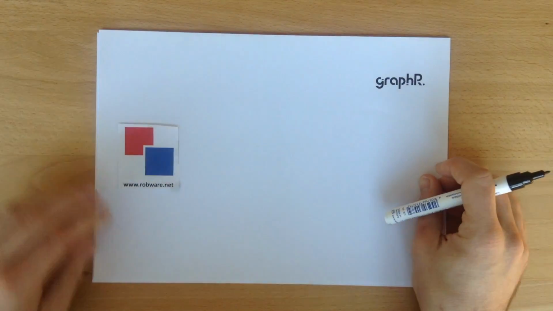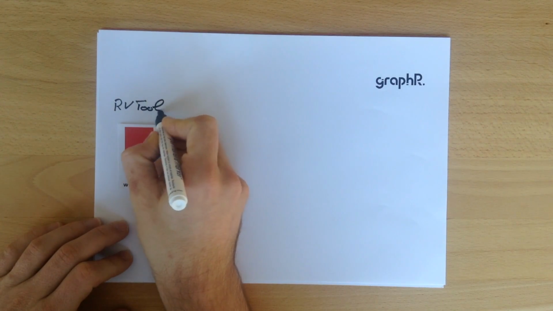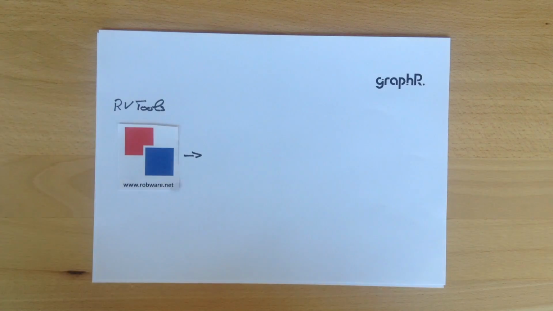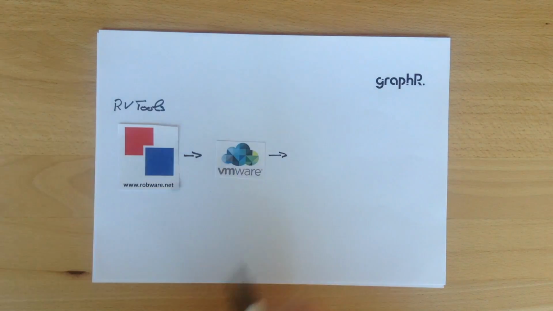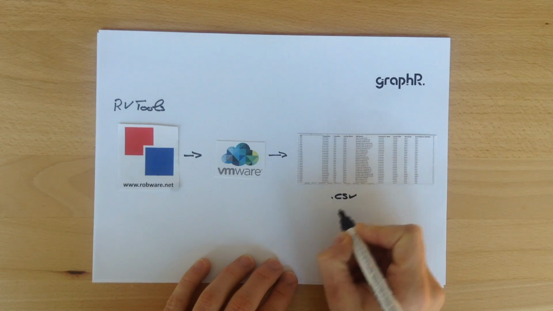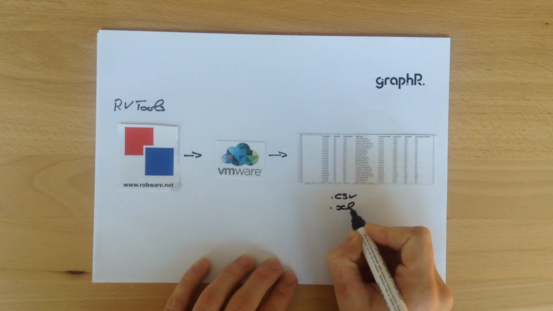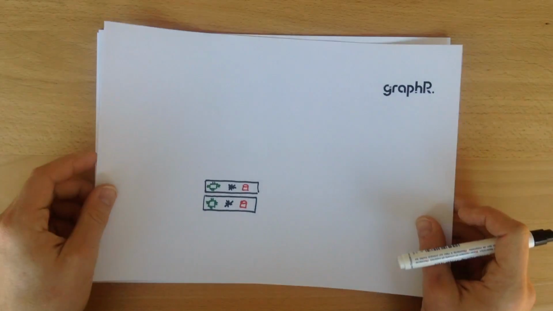RVTools, named after its creator, is a VMware utility that connects to a VMware environment and collects useful information about the VMware landscape, like VM name, power state, number of CPUs, or RAM per VM, and much more. The data collection is fast and easy to perform. The output can be saved either as CSV or XLS file.